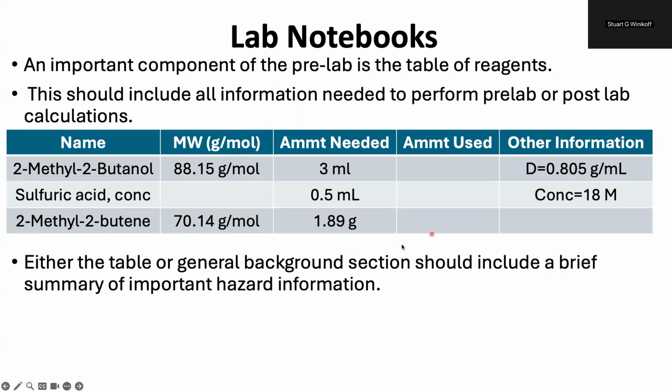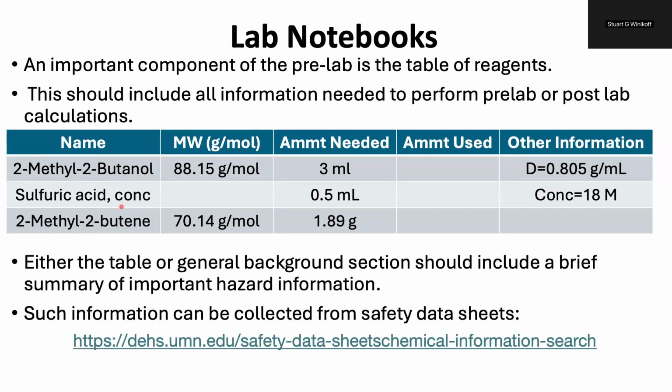So either in this section or roughly following it, I want you to include some brief safety information. These would be major hazards you have to be aware of. For example, I'd want to make note that 2-methylbutanol and butene both are mild irritants, and that sulfuric acid is highly corrosive and highly exothermic, meaning it releases a lot of heat when you mix it with solutions. These are going to be good safety pieces of information to know.